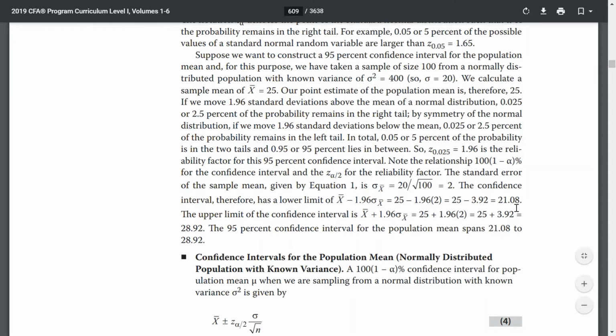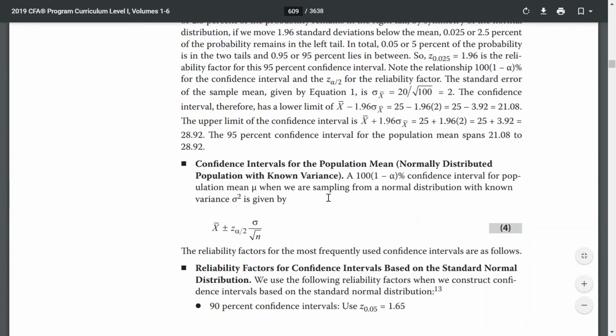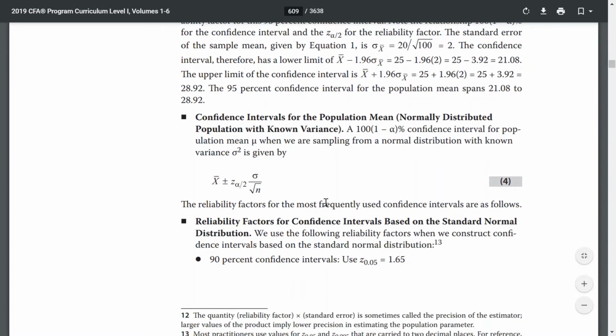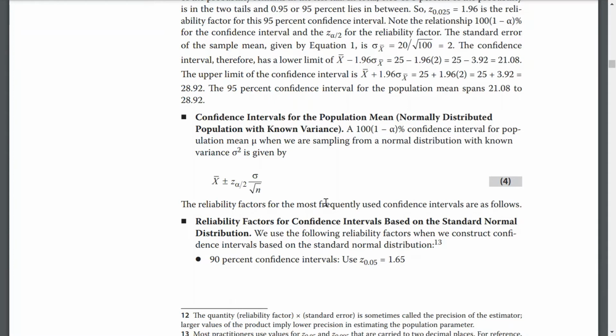The standard error of the sample mean, given by equation 1, is this. The confidence interval therefore has a lower limit of this. The upper limit of the confidence interval is this. The 95% confidence interval for the population mean spans 21.08 to 28.92.